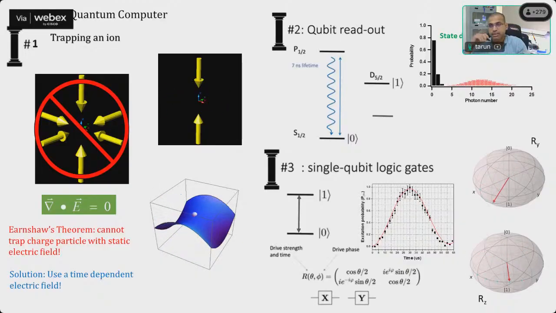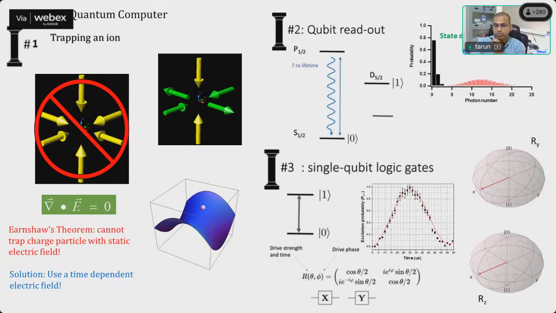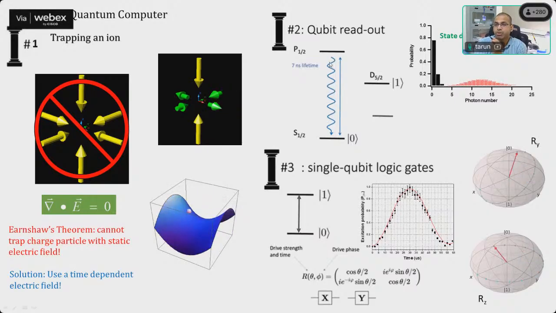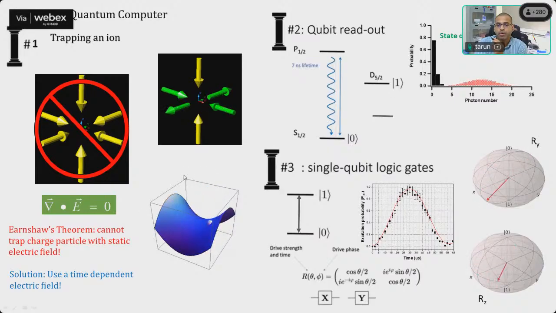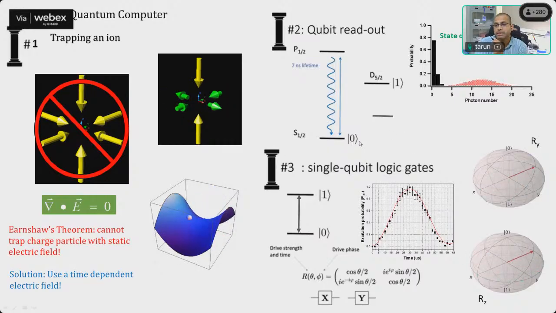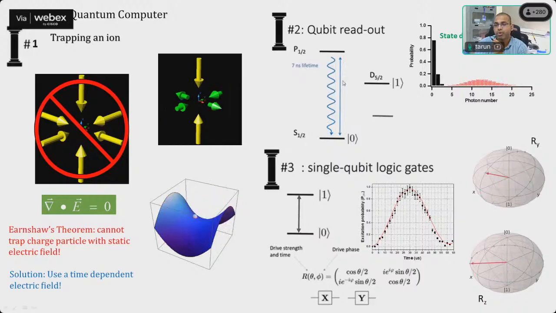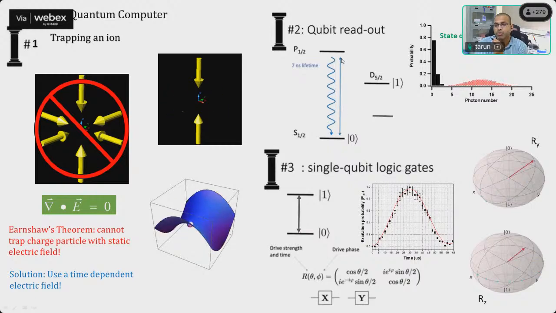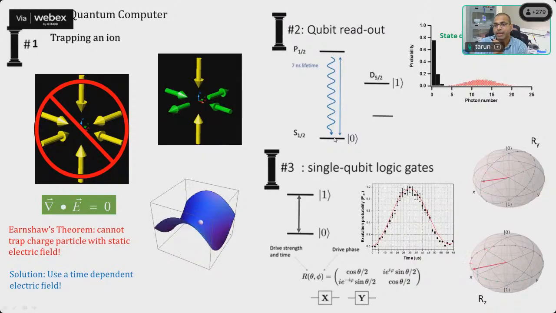The second one: let's say you trap it, then you are doing some kind of experiment, and then you need to read out, otherwise you will not know the result. That comes to this right side, qubit readout. Here is the energy level diagram. I am going to talk about the barium ion because I work with the barium ion. In this energy level diagram, S1/2 to P1/2, I am driving one laser, a blue laser. If I drive it, it goes to P1/2, and then it comes back again to S1/2.